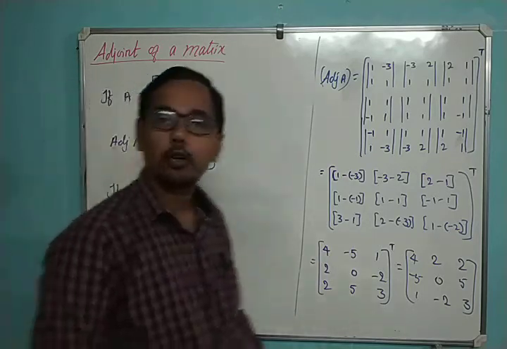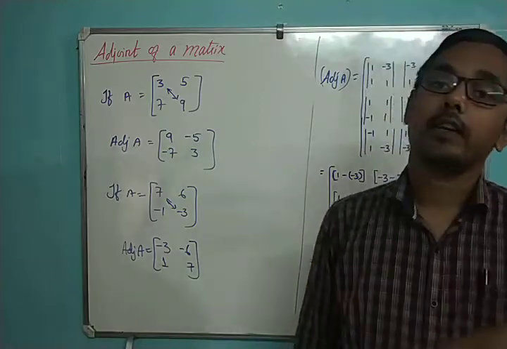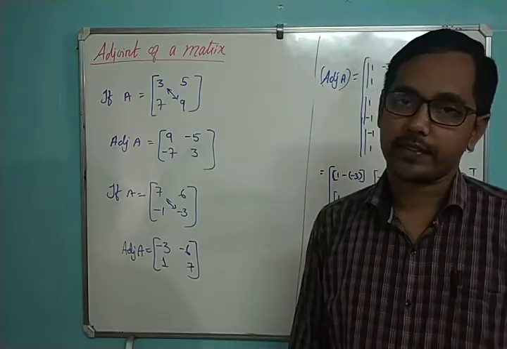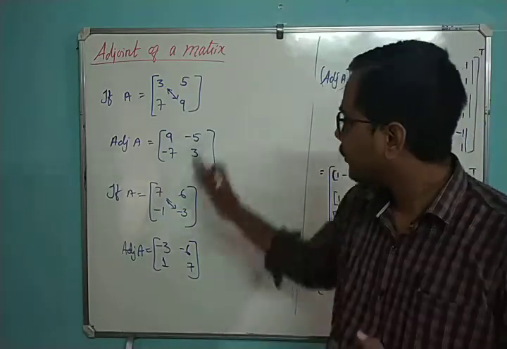It is simple for a 2 cross 2 matrix, but if it is a 3 cross 3 matrix, then the regular process is you need to go for minors and cofactors. That will be a headache. So better follow the method which we have given here. So now pause a moment, have a look at this.